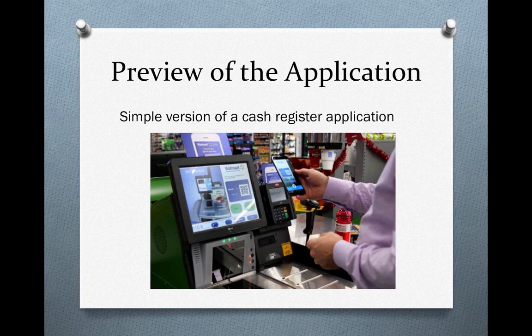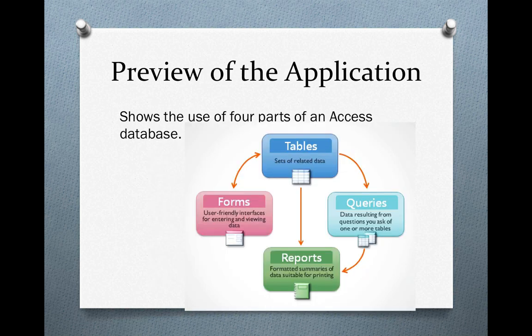What we're going to create in this series is a simple version of a cash register application or a point of sale. We're going to use Microsoft Access to build something like you would see on the computer at Walmart at your self-checkout. In Microsoft Access, there are 4 parts to a program. There are tables, forms, queries, and reports.